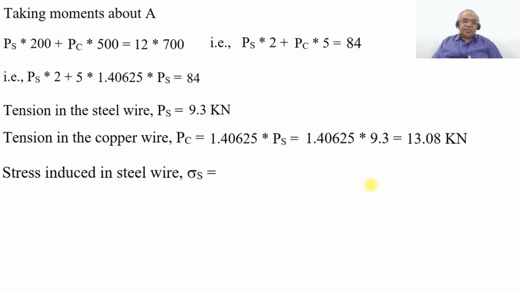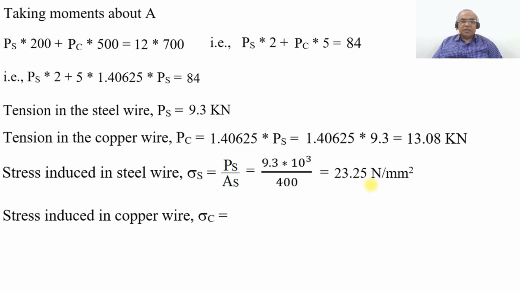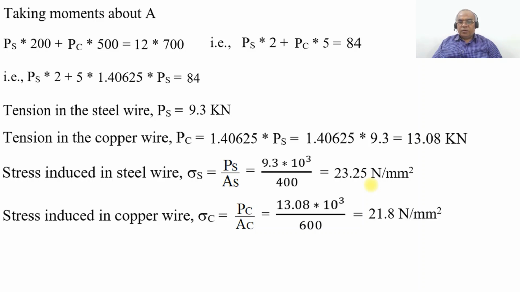So what is the stress induced in the steel wire? The stress induced in the steel wire, sigma S, will be equal to PS by AS. You know the value of PS, which is 9.3 into 10 to the power of 3, by the area of cross section of steel wire, which is 400. So on simplification, you are going to get 23.25 Newton per mm square. Similarly, the stress induced in the copper wire, sigma C, will be equal to PC by AC, which is 13.08 into 10 to the power of 3 by 600, which will be 21.8 Newton per mm square on simplification. So this is how you will be able to find out the stresses.